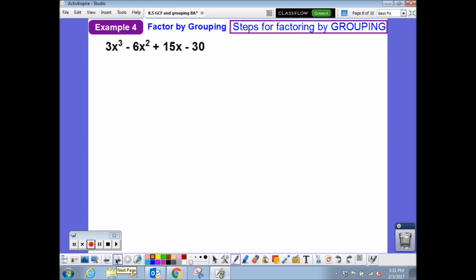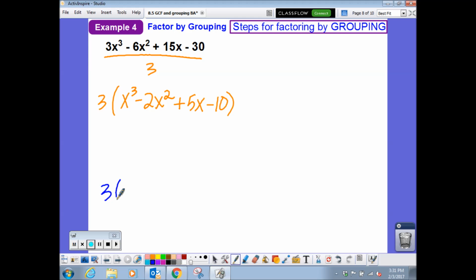Okay, let's look at this next one. So first I'm looking for a GCF. So if I divide everything by 3, that leaves me with x cubed minus 2x squared plus 5x minus 10. Okay, now I'm done with that 3. It's going to be part of my answer at the end.